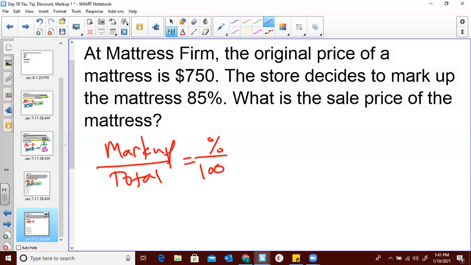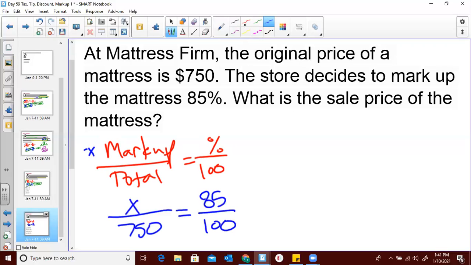I need to fill this in. Usually my markup, discount, tax, or tip is going to be my variable, what I'm looking for. I know my total is 750, and that's going to equal 85% over 100. When I cross multiply and then divide by X's partner, you'll see that X is going to equal $637.50.